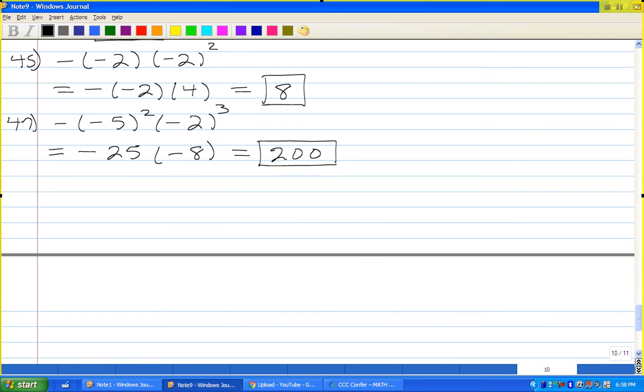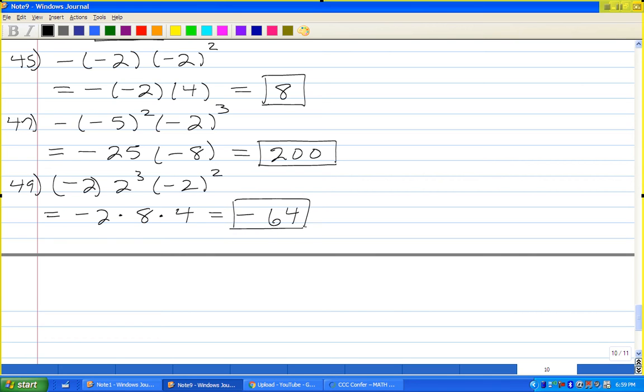Problem 49. Negative 2, 2 cubed, negative 2 squared. So this is equal to negative 2 times negative 2 cubed, which is 8. Negative 2 squared is 4. Negative times positive is negative. 2 times 8 times 4 is 64.